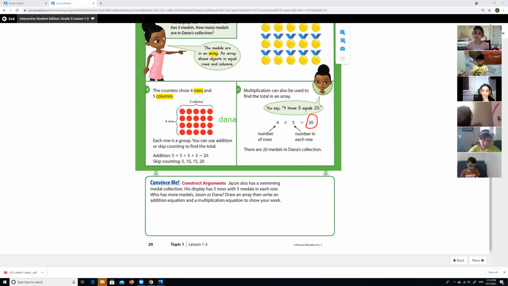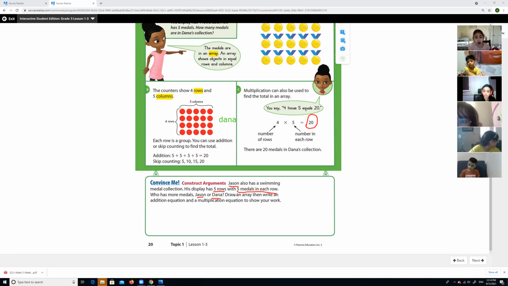All of you read with me. Now we have a new one, is called Jason. Jason also has a swimming medal collection. His display has 5 rows with 5 medals in each row. I have a new friend, it's called Jason. He also has a swimming collection, but his collection is 5 rows with 5 medals in each row. So who has more medals, Jason or Dana? He is asking me who has more, Jason or Dana.